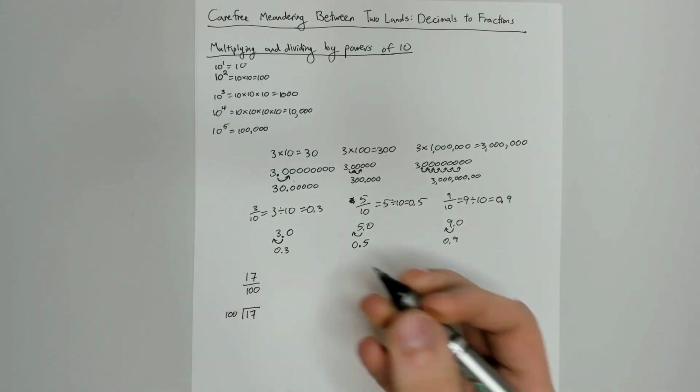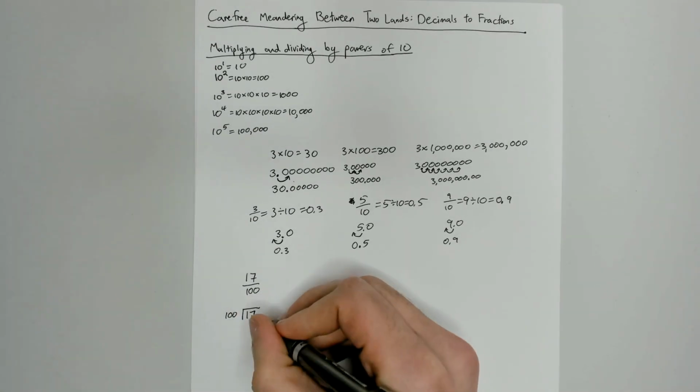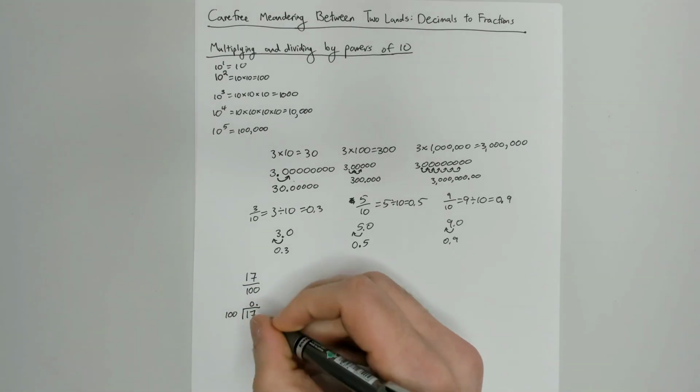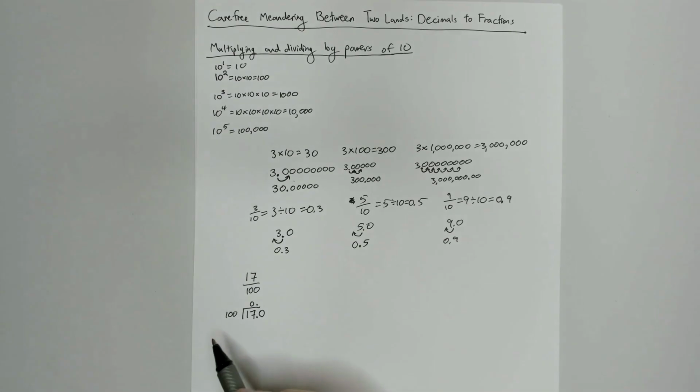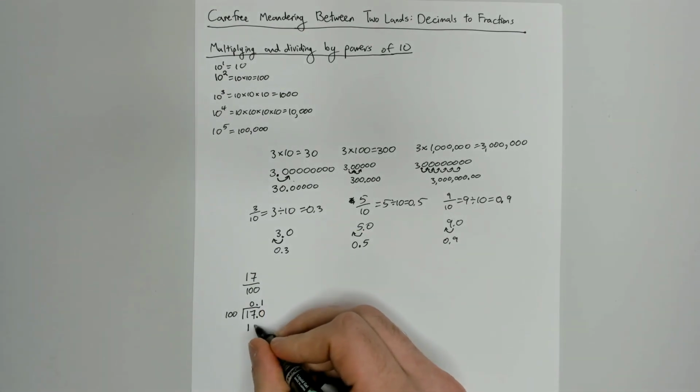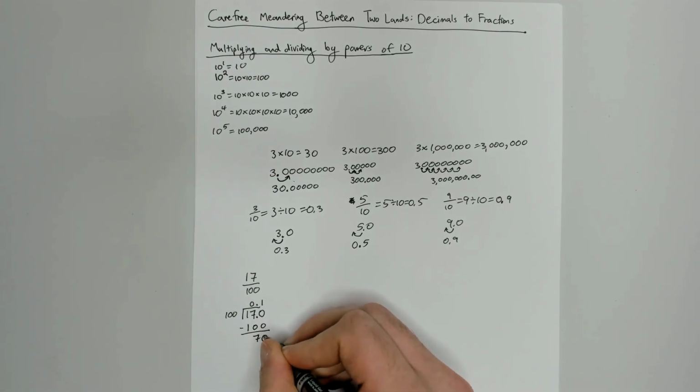So how many times does 100 go into 17? It doesn't, right? So we have to put a 0 here, put a decimal, and we're going to add a 0. How many times does 100 go into 170? Well, it can only fit in there once before we get too big. So 1 times 100 is 100. Subtract that off, we're left with 70.